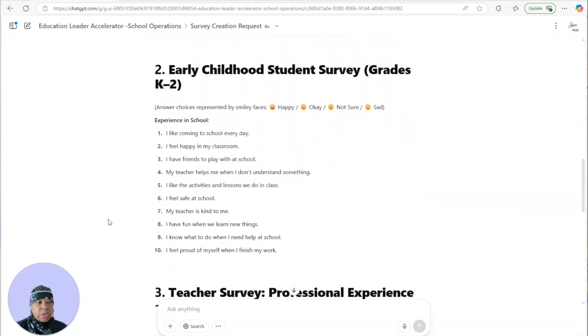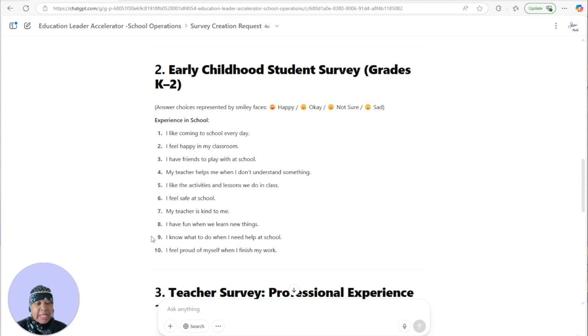For the early childhood student surveys, the choices are happy, okay, not sure, and sad. And the school experience questions are, I like coming to school every day, and the child can circle whichever face applies. I feel happy in my classroom. I have friends to play with at school. My teacher helps me when I don't understand something. I like the activities. I feel safe.